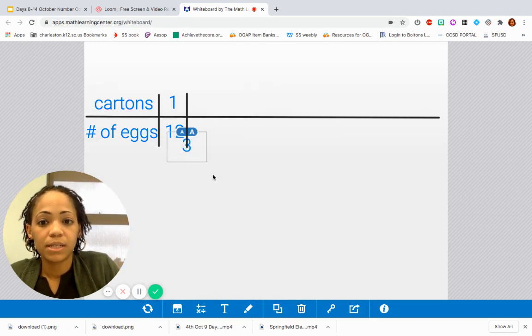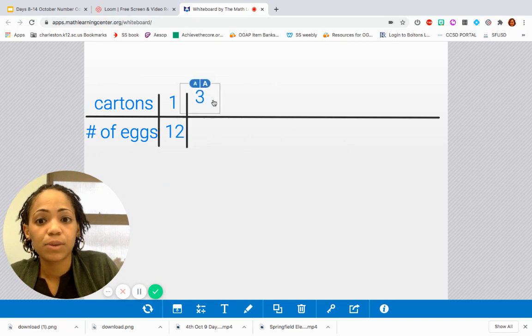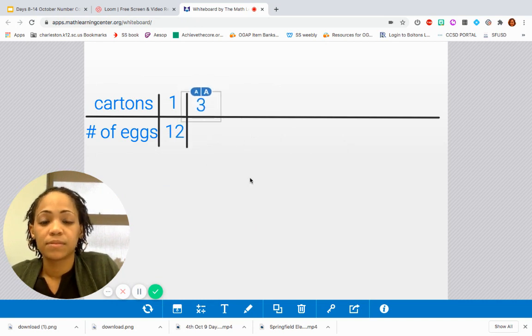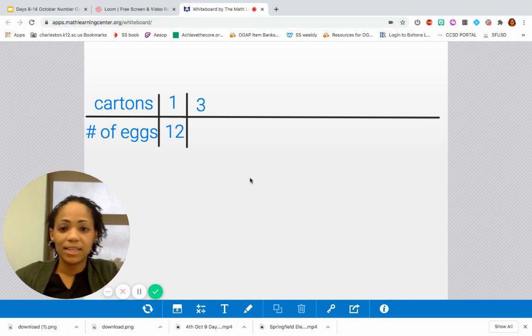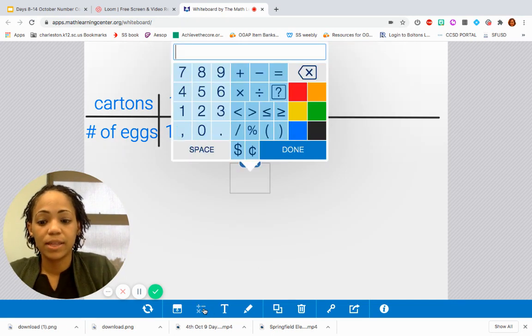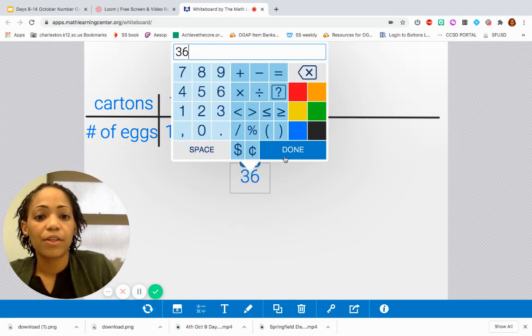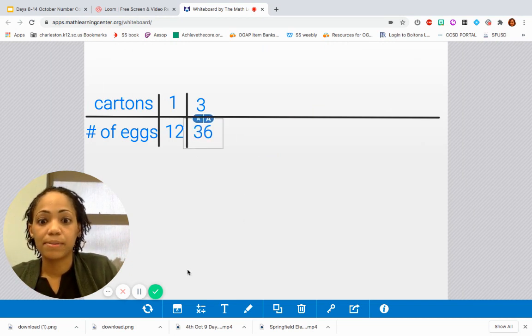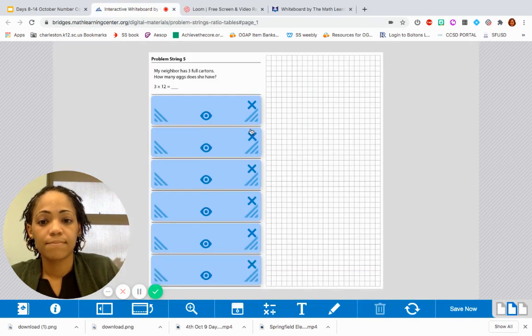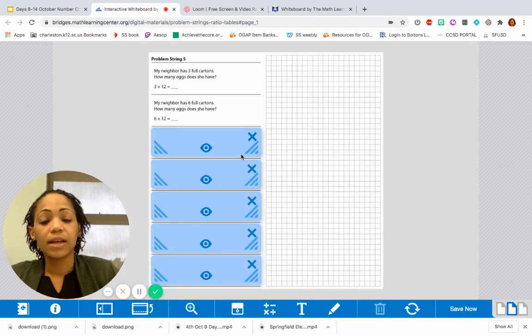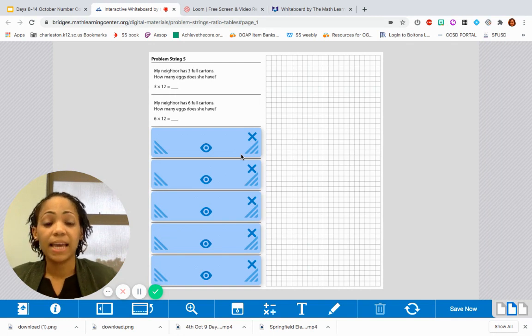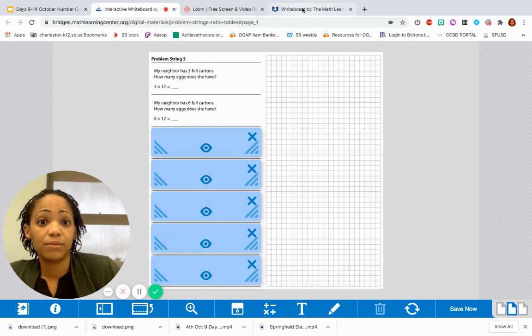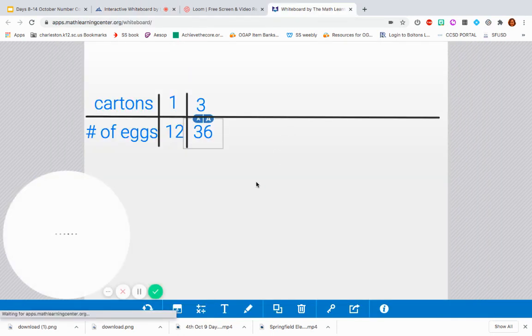So I'm going to do that. All right, somebody tell me, what's 3 times 12? You got it, 36. So in 3 cartons, there are 36 eggs. All right, let's look at the next problem. Now my neighbor has 6 cartons. How many eggs does she have now?